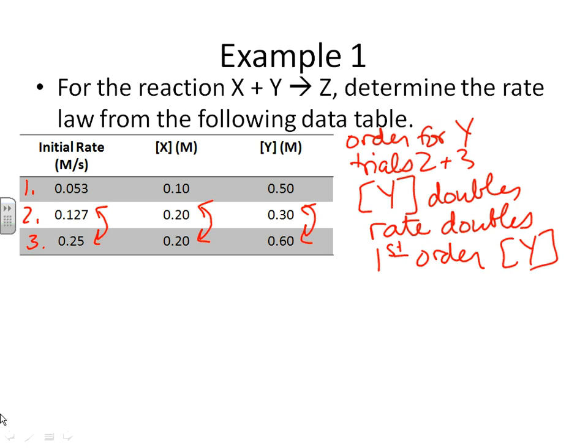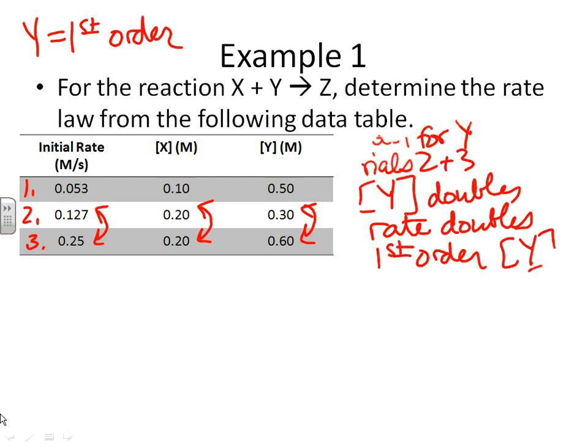So I'm saying that right now because I'm going to erase that information, but that's really useful. We're going to need that. So y is first order. And do notice that that is the first thing that I zeroed in on when I looked at this data. I noticed that I do have two trials where the concentration of x is the same, which means that I can use those two trials to figure out y. And that was the first thing off the bat that I did. Okay, so we figured out the order for y.